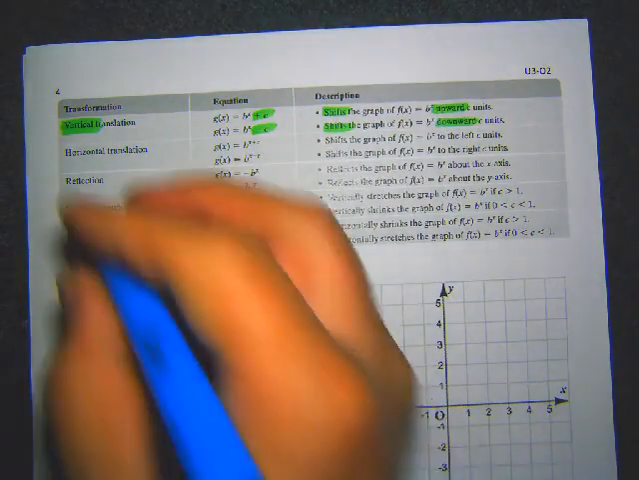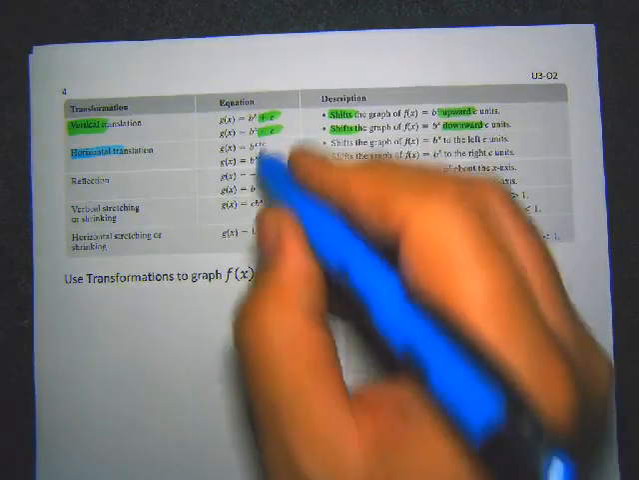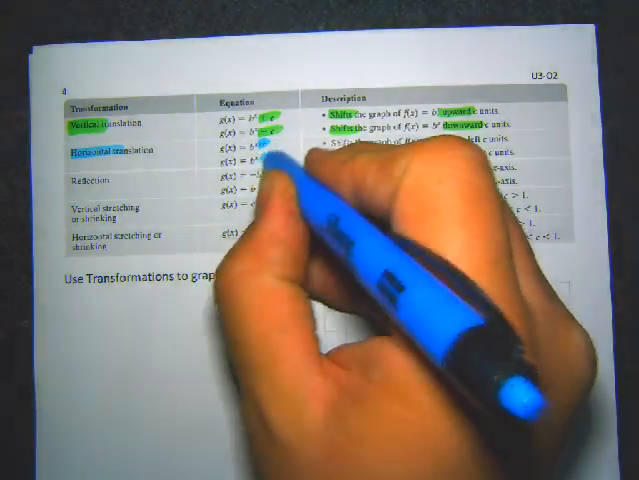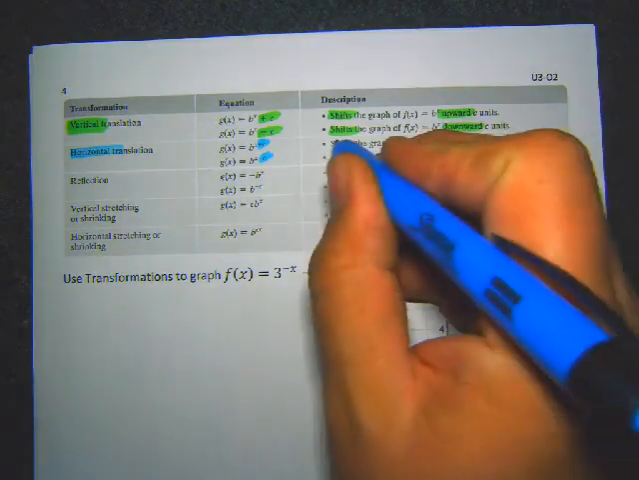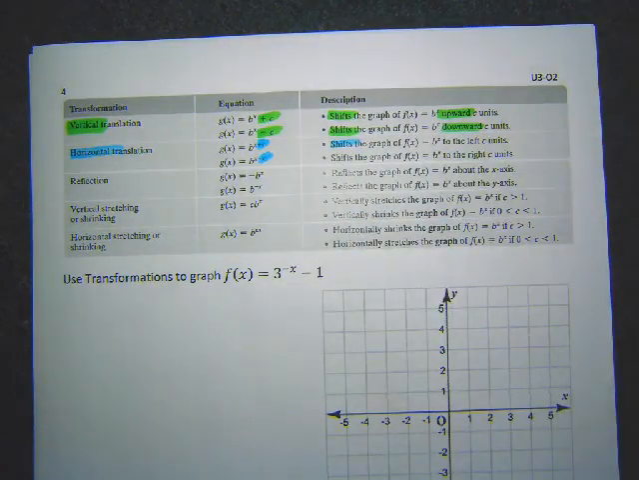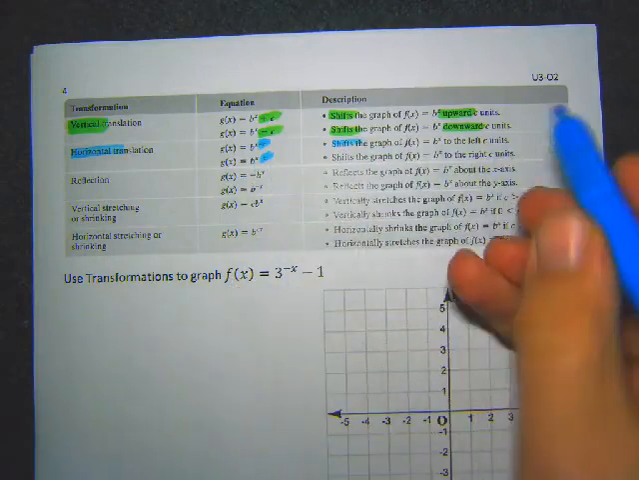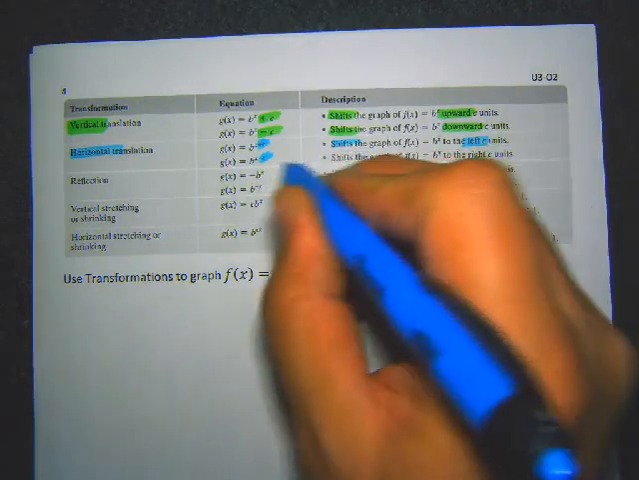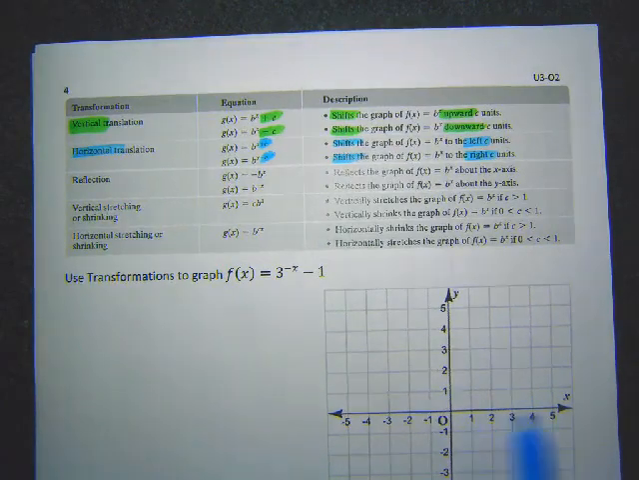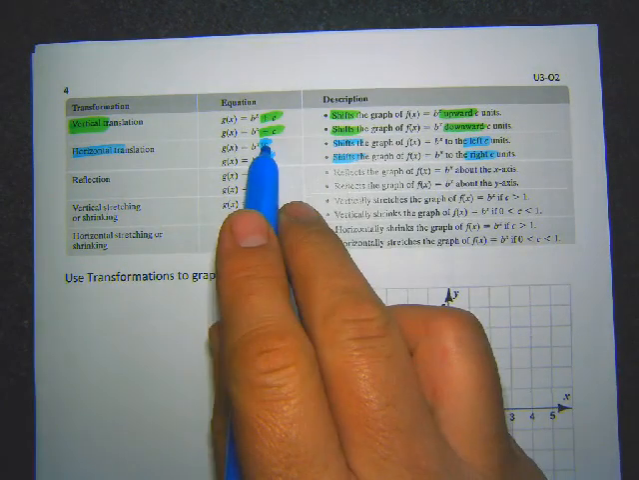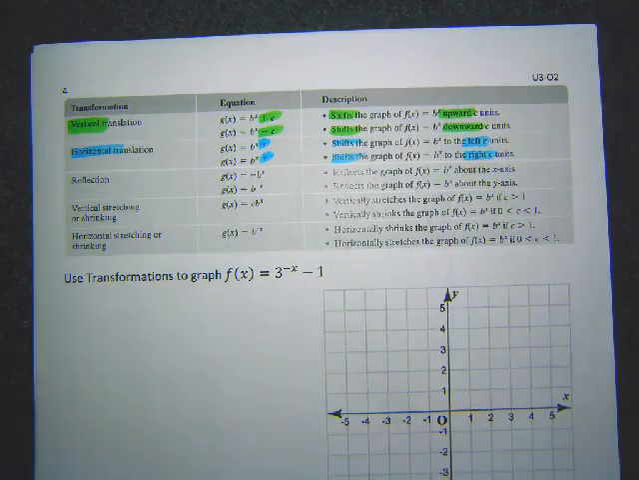Horizontal translations. So horizontal is going to be stuff that's on the inside. So here the inside is going to be inside the power, right? So the power is the inside. And these are still going to shift, but remember that horizontal is always kind of backwards. So adding a number is going to shift it to the left. Subtracting a number is going to shift it to the right. It always feels backwards to me because the right is the positive direction, but adding actually shifts it to the left.